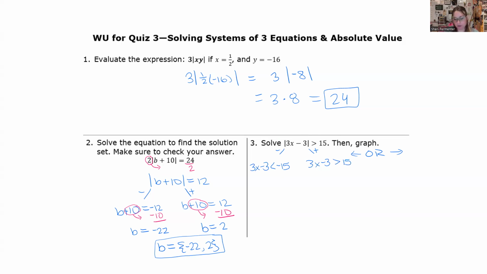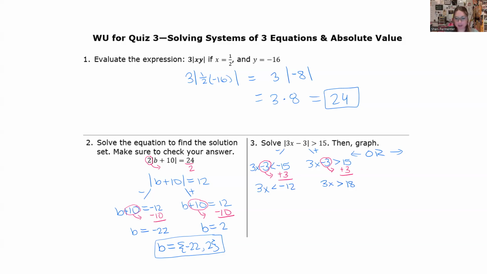What do I need to do first? Add 3. And it's the same on both branches. So I get 3x is less than, what's negative 15 plus 3? I'm getting more positive. Negative 12. And 15 plus 3 is 18.